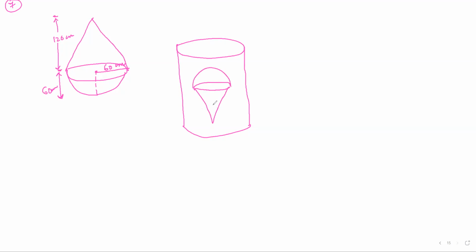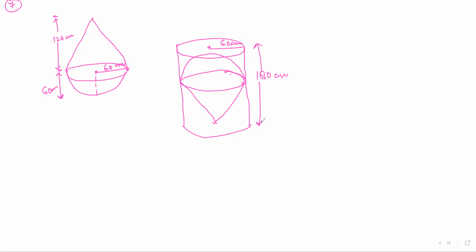Radius of cylinder is also 60. That means here the radius is same. It is placed like this. It is touching the cylinder. Got it? Because the radius of cylinder is also 60, it's going to touch on the sides. So this is also 60. And the height of the cylinder is 180 centimeter. Find the volume of the water left in the cylinder.